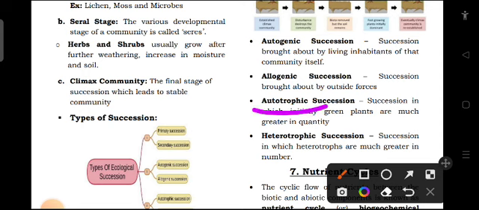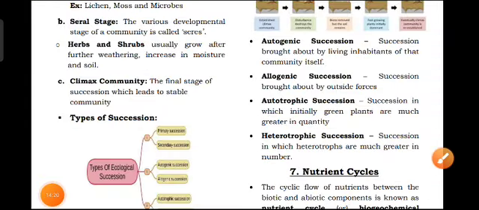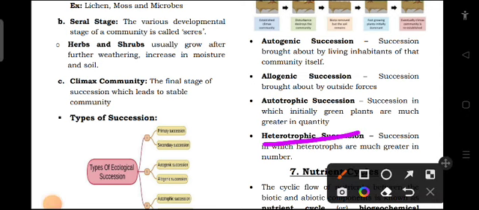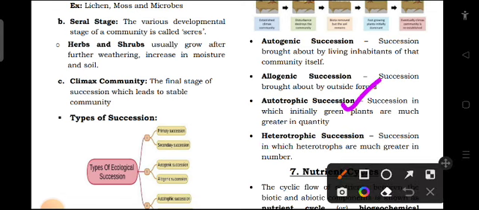Then the next one is about autotrophic succession. Succession in which initially green plants are much greater in quantity is called autotrophic succession. Then the next one is heterotrophic succession. Here succession in which the heterotrophs are much greater in number. If we have more number of green plants, they are autotrophic. If we have more number of animals or heterotrophs, it is called heterotrophic succession.